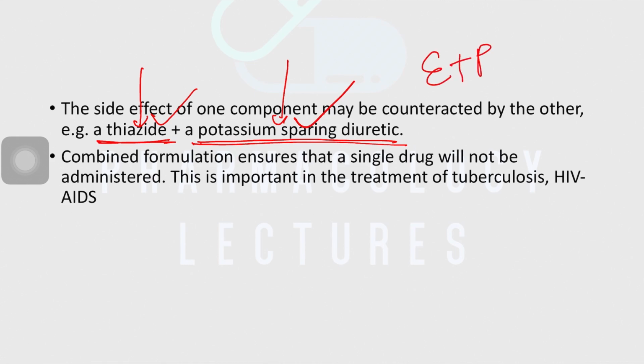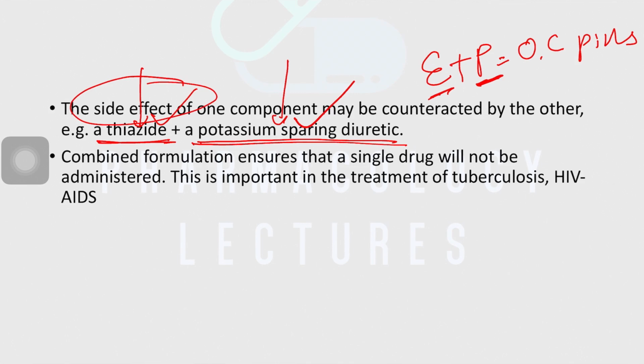One more example is estrogen and progesterone in oral contraceptive pills. The oral contraceptive pill contains estrogen and progesterone. So the side effects of estrogen get countered by progesterone, and the side effects of progesterone get countered by estrogen. So this is how the combination works. So the side effects get countered by another component of fixed dose combinations.